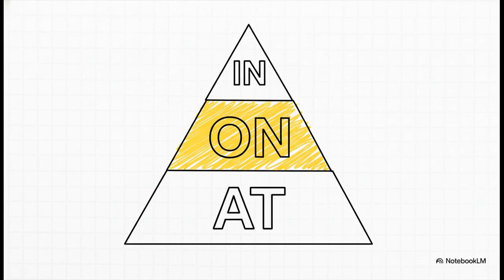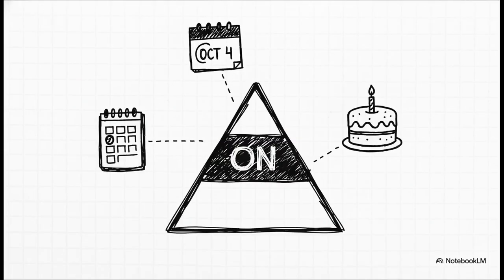As we get a little smaller, a little more specific, we get to on. So we use on for days and dates. Think about it. Days of the week, like on Monday. Specific dates, on October 4th. Special days, like on my birthday. And in American English, we say on the weekend. We've narrowed it down from a whole month to just a single day or a couple of days.